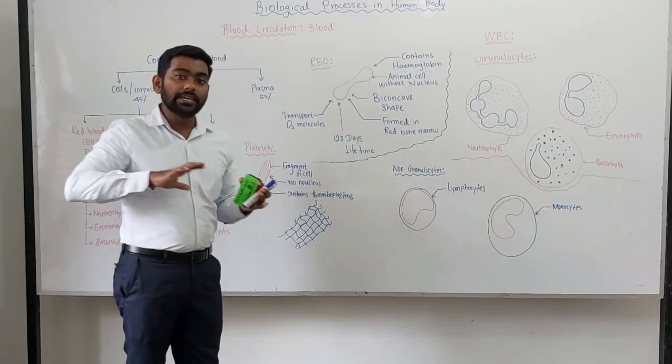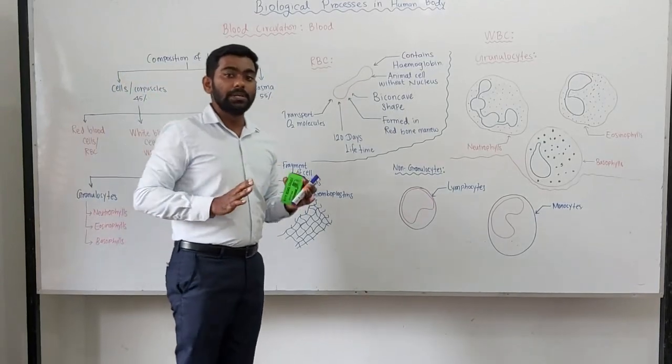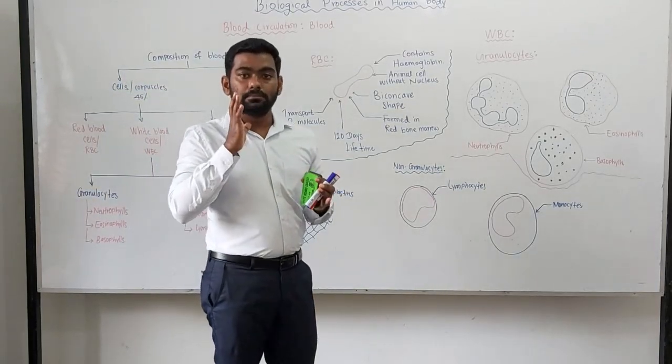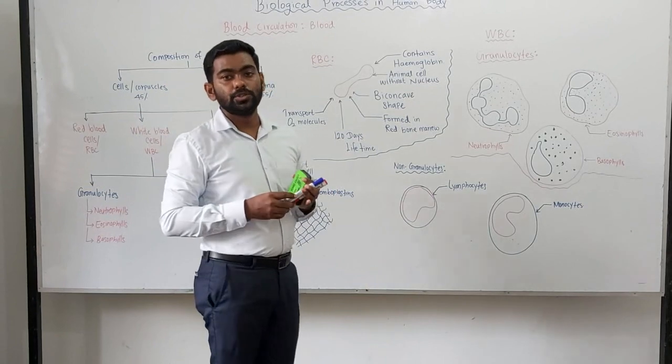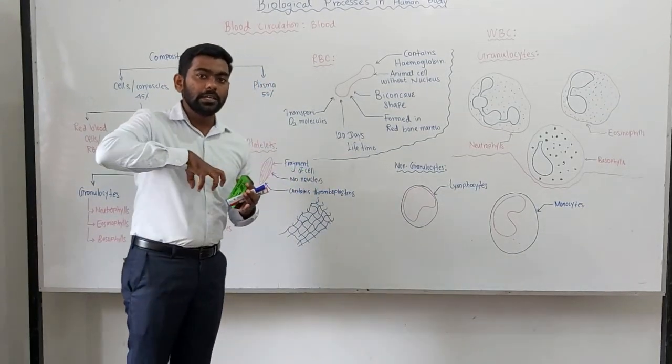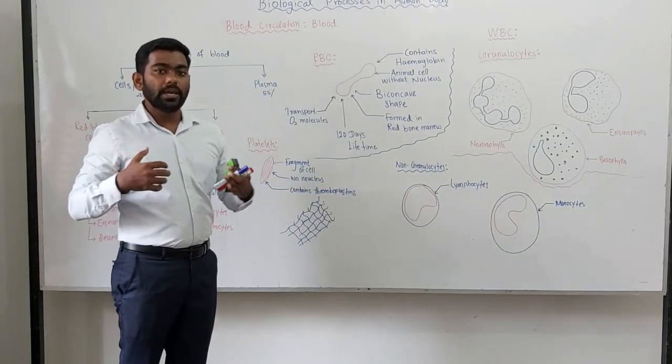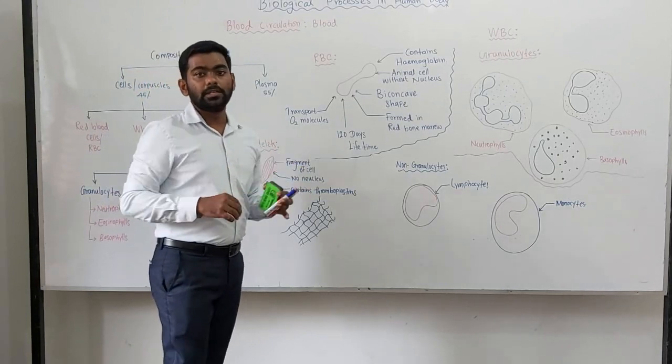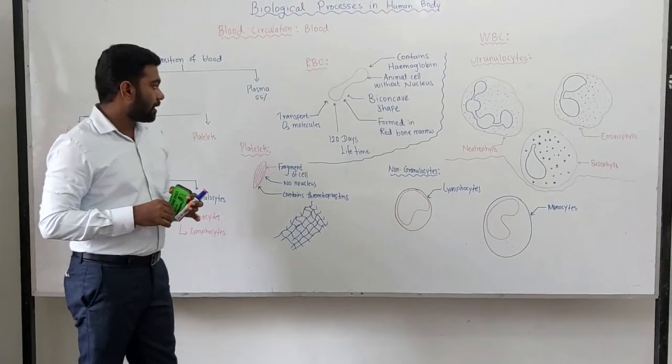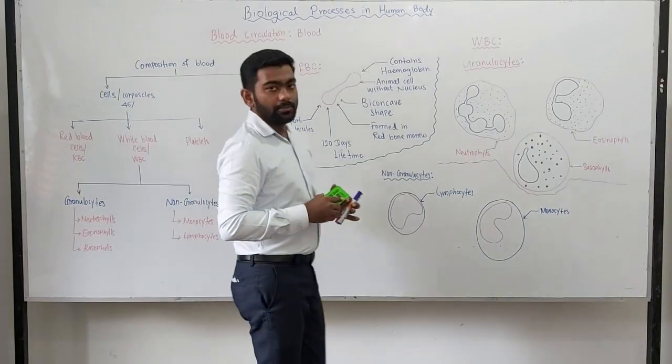After that, they will be taken into the liver or spleen, they are broken into small components, and the important components will be reabsorbed and the others will be catabolized and released. So that's all about RBCs.